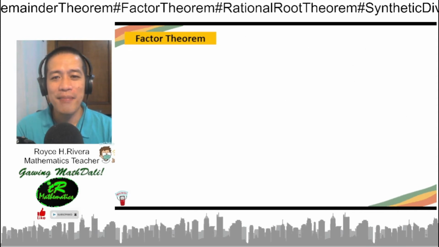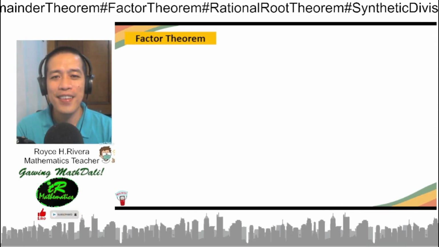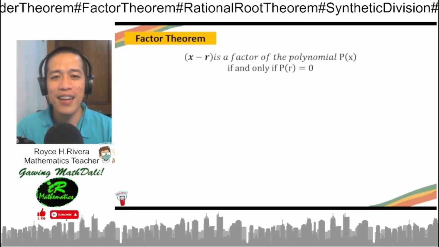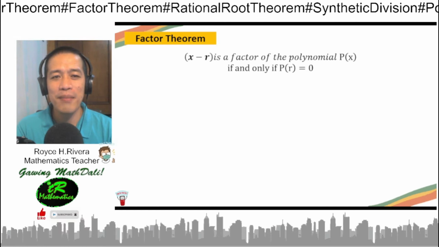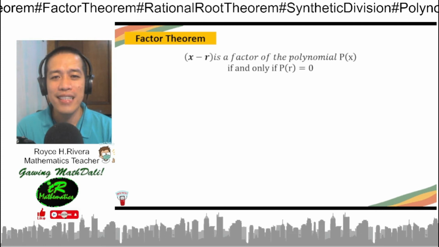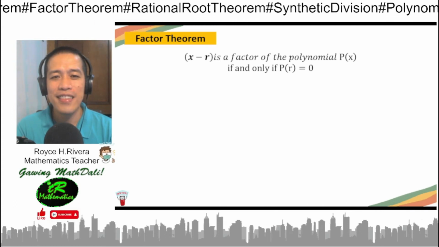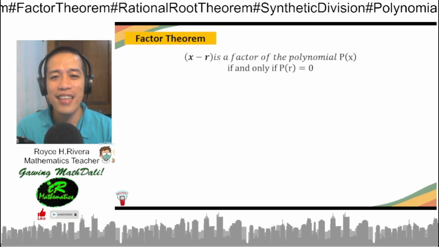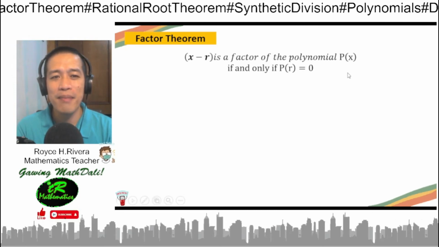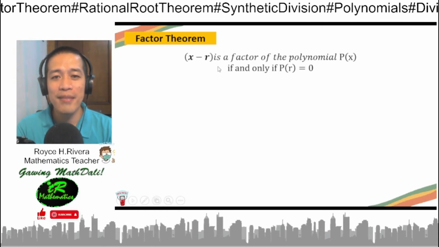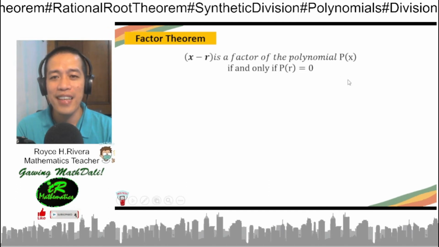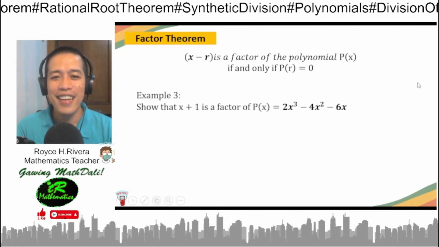Ito na tayo sa pangatlong theorem, the factor theorem. x minus r is a factor of the polynomial p of x if and only if p of r is equal to 0. x minus r is a factor of the polynomial if the polynomial p of x is divided by x minus r and we obtain 0 as remainder. Here is an example.